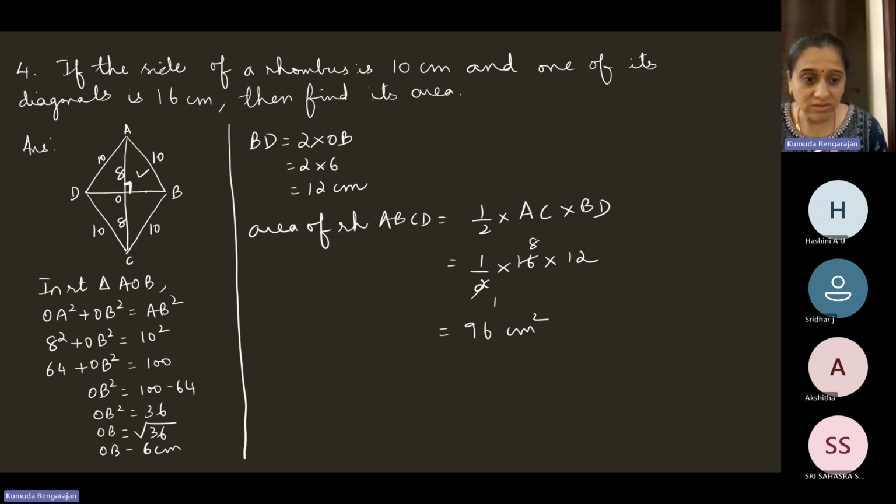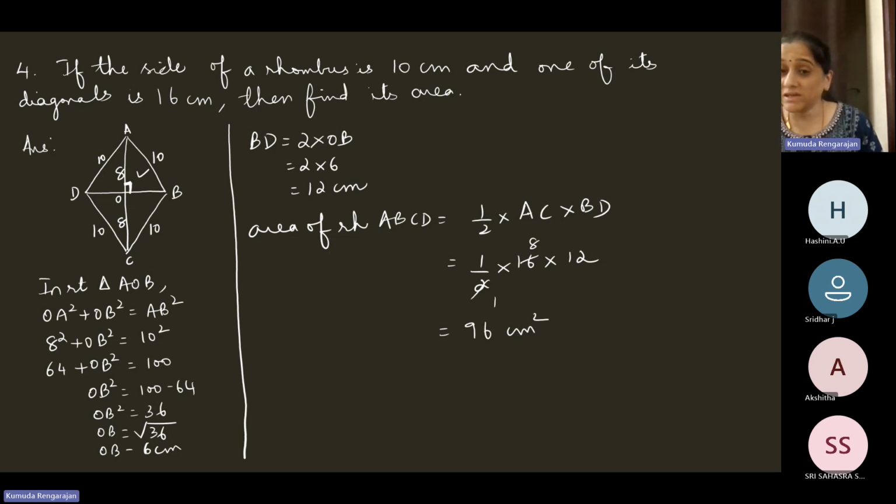OB is 6. See, OB is 6. The OB is not the diagonal. OB is only half of the diagonal. So BD is equal to 2 into OB. Twice OB. So 2 into 6, 12 centimeters. So D2 is equal to 12. Now the area of the rhombus is equal to half into D1 AC into D2 BD.